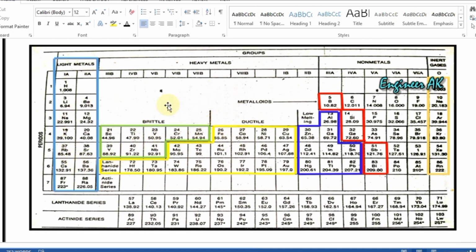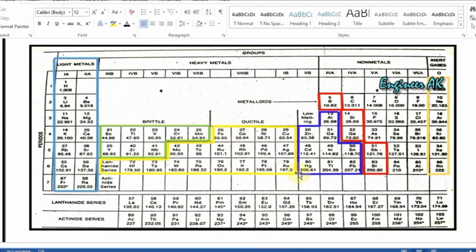So this periodic table, I have taken from the book. Here the elements in blue rectangular shape are the light metals. The green ones are the brittle ones, right? Scandium, titanium, vanadium, chromium, manganese, and so on. The metals in yellow boxes are ductile, right? Iron, cobalt, nickel, and so on.